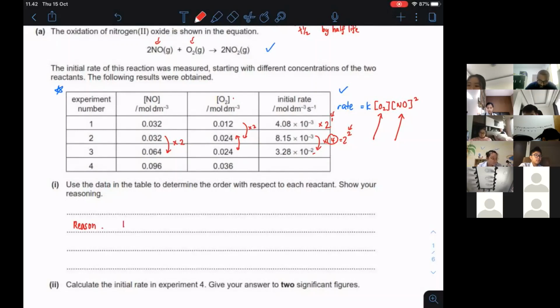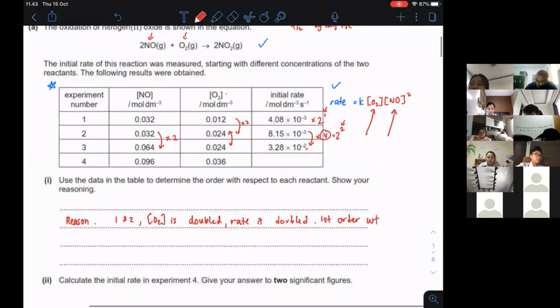Like for example, experiment 1 and 2. When the concentration of O2 is double, what happens to the rate? The rate is double. So you tell first order with respect to oxygen. You need to actually include this. Please take note of this.